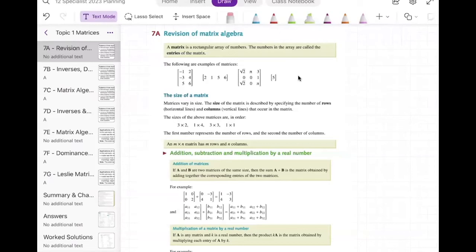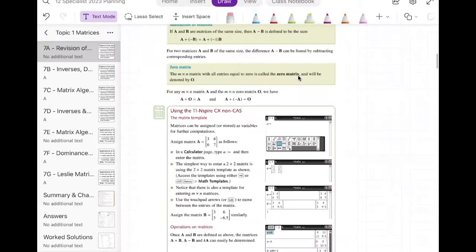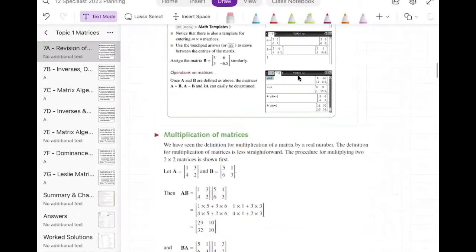Hello, everyone. We're going to be looking at Chapter 7a, which is our revision of some matrix algebra. We're really just going to be looking at addition, subtraction, and multiplication, both by a constant and by some kind of scalar quantity. You can see there's a whole stack of notes here. Feel free to have a quick skim through there. There's also some calculator help.